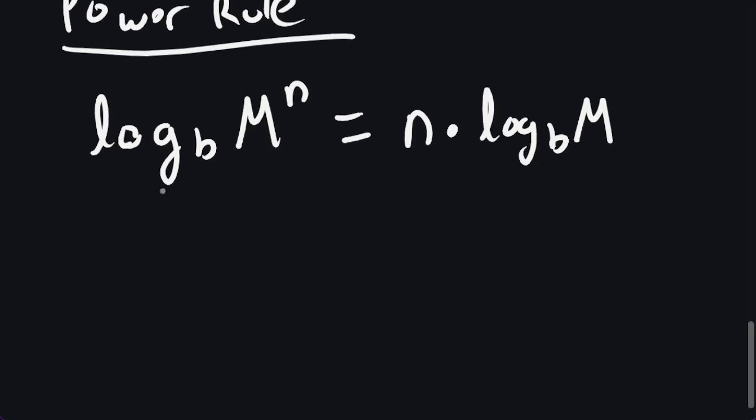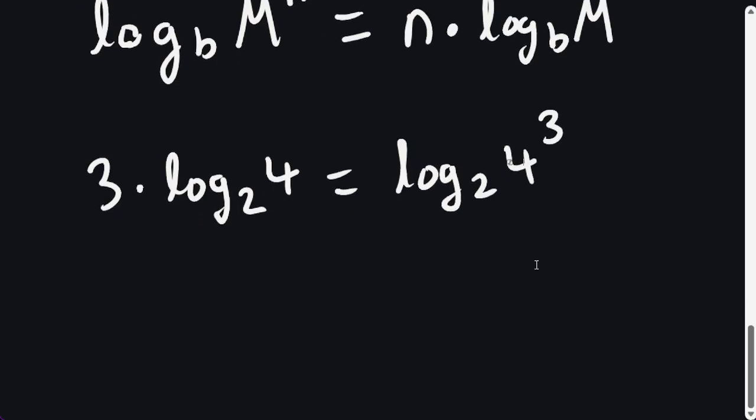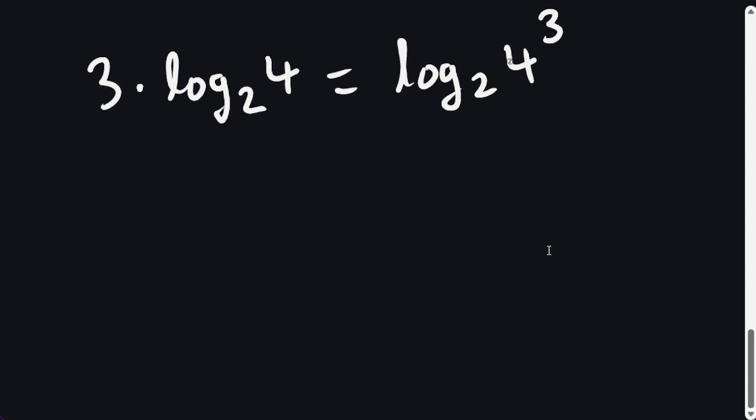So let's say you actually had 3 times log base 2 of 4. So 3 times log base 2 of 4. You can rewrite this as log base 2 of 4 to the power of 3. And you can evaluate that, but you can actually go the other way too. Like with any of these rules, you can go one way and you can go the opposite way as well.